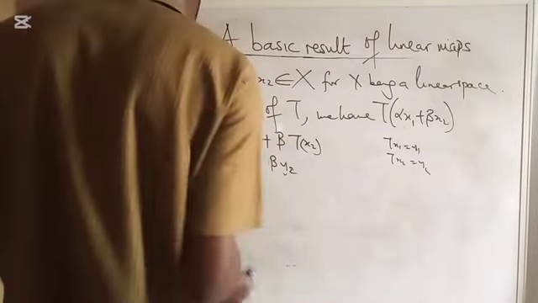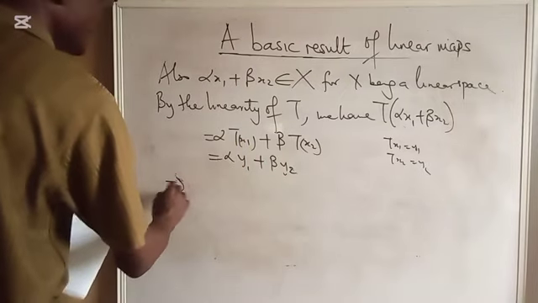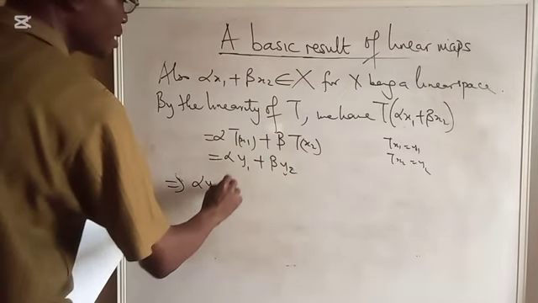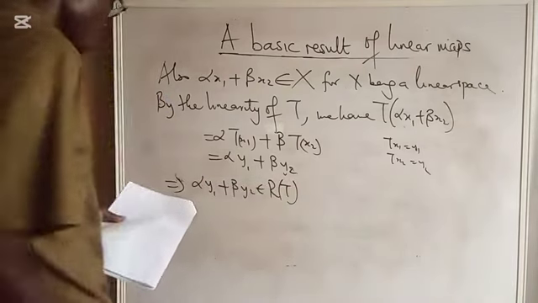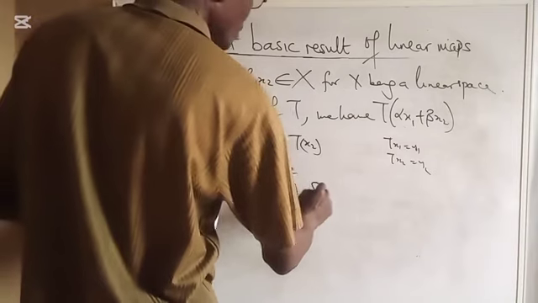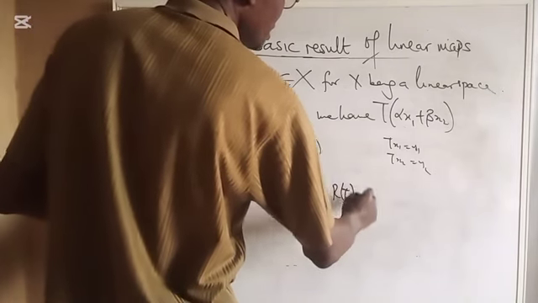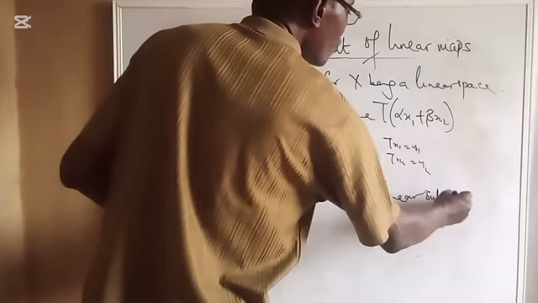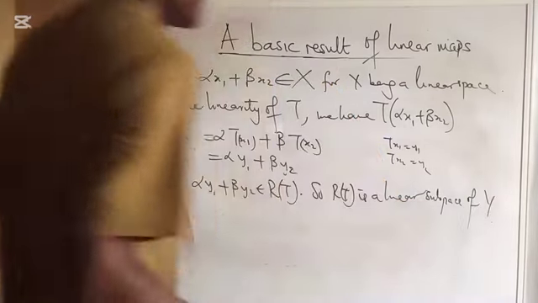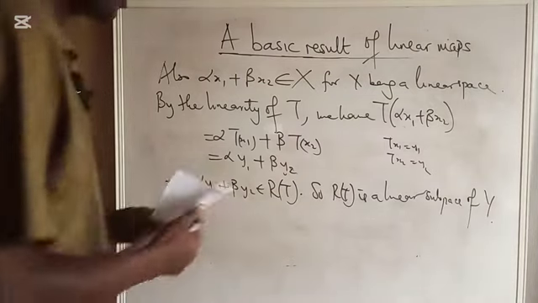So that implies alpha Y1 plus beta Y2 is in what? The range of T. So the range of T is a linear subspace of Y. I hope that is taken as well. What method did we use there?